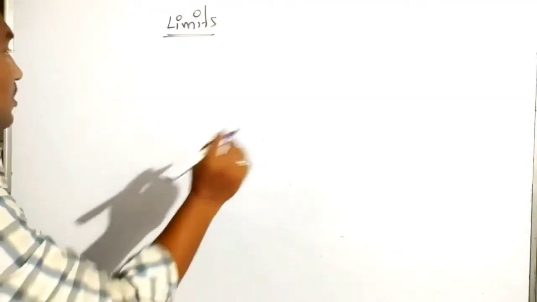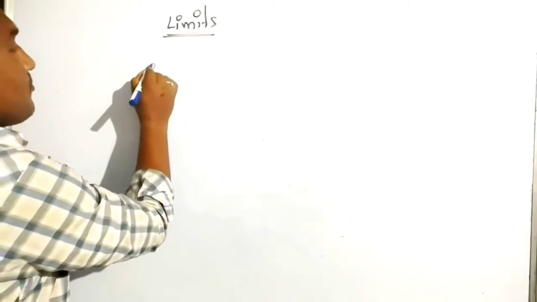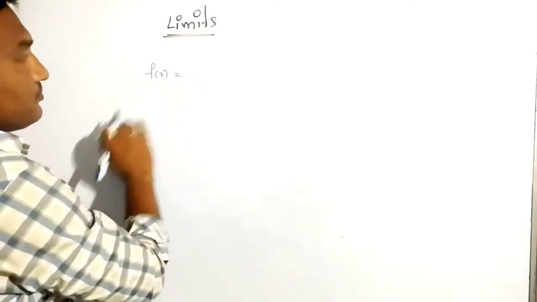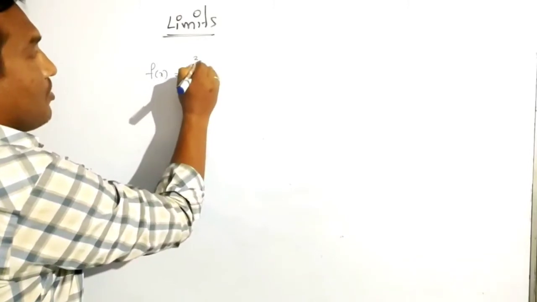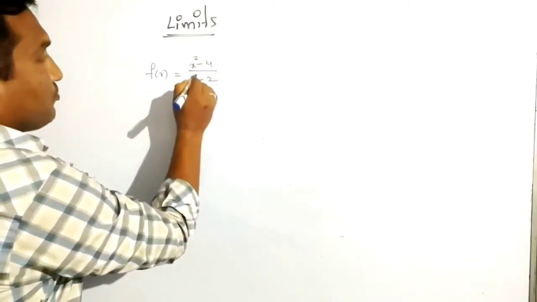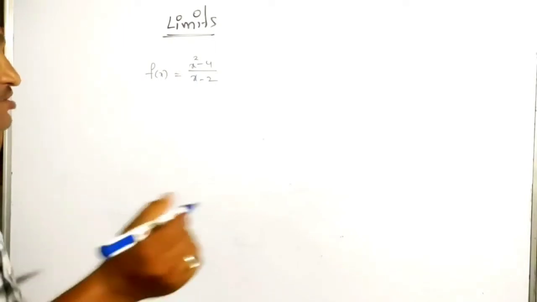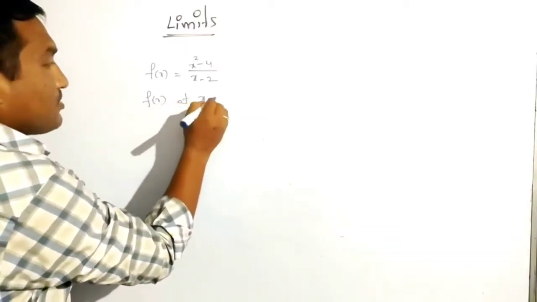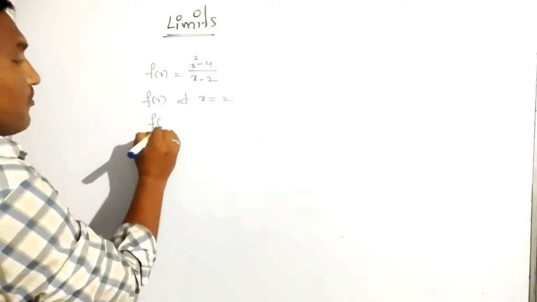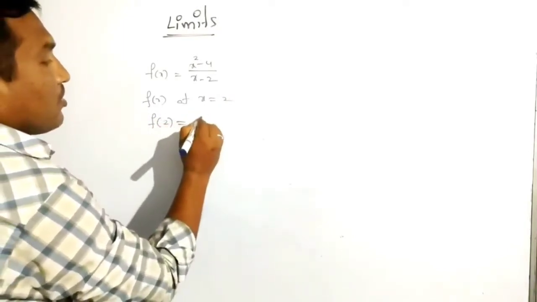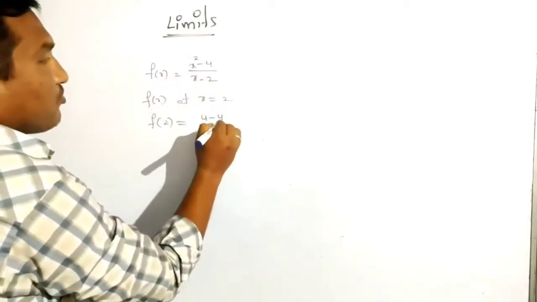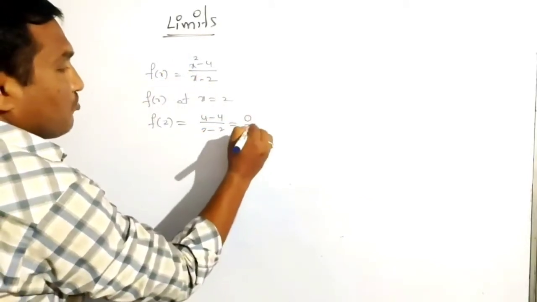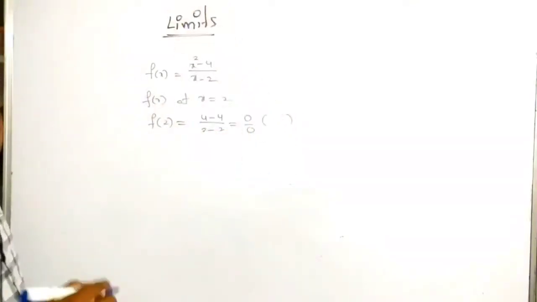So here I will take one function, that is f of x is equal to (x squared minus 4) by (x minus 2). What is the value of f of x at x equal to 2? f of 2 is equal to (2 squared, that is 4, minus 4) by (2 minus 2), which is 0 by 0. It is undefined, an undetermined form.